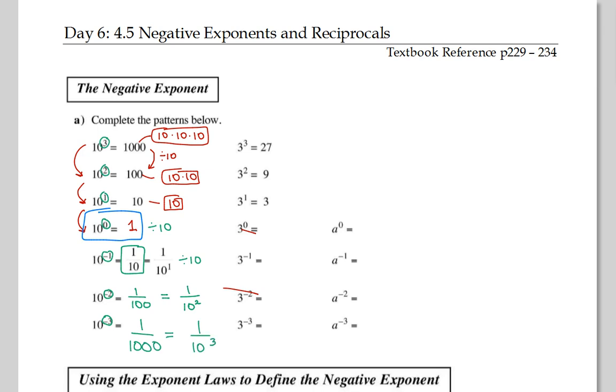Now all you have to do is look at the symmetry. Look at 10 to the -3 and compare it to 10 cubed. It's the exact same thing except in the bottom.